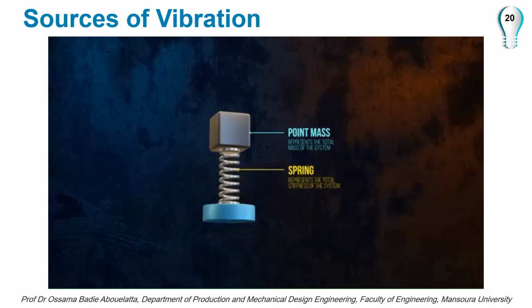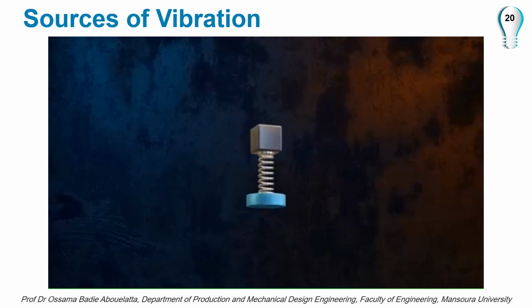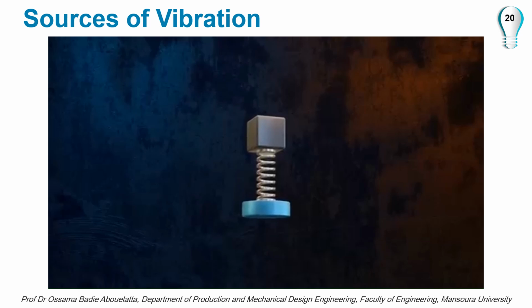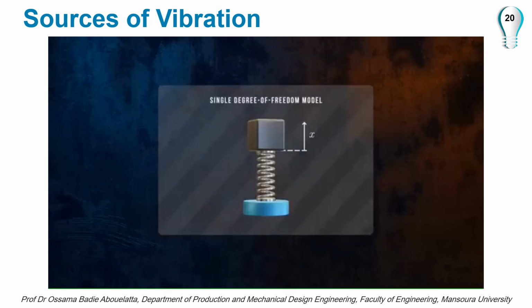This kind of simplified model might seem quite abstract, but can actually represent the dynamic behavior of a lot of real systems quite accurately. The beauty of this simplicity is that we now have something that we can analyze mathematically. But first, we have to make a few assumptions. We'll assume that the mass can only move up and down. Since the system behavior is defined by a single output, the x-coordinate of the mass, this is what's called a single degree of freedom model.